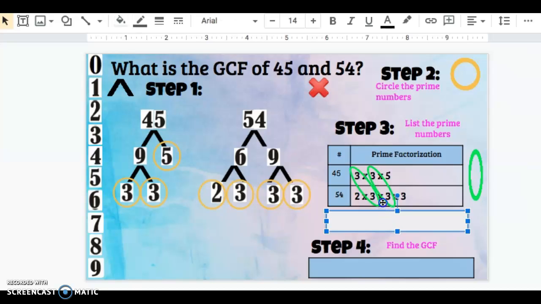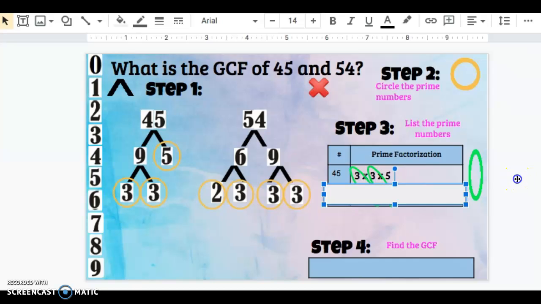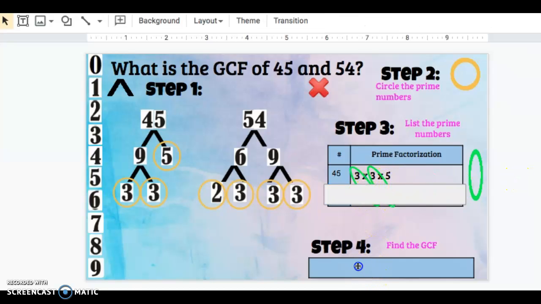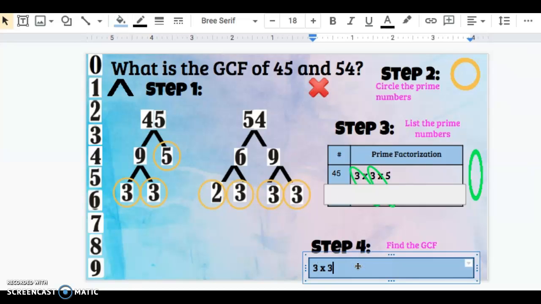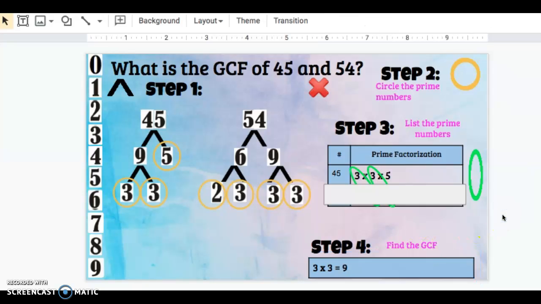So now I have to cover up my bottom row, and once that bottom row is covered up, I look at the top to see what numbers are circled. The only 2 numbers that are circled are 3 and 3. So I have 3 times 3. And then I just have to find the GCF, so 3 times 3 is 9. So your GCF is 9.